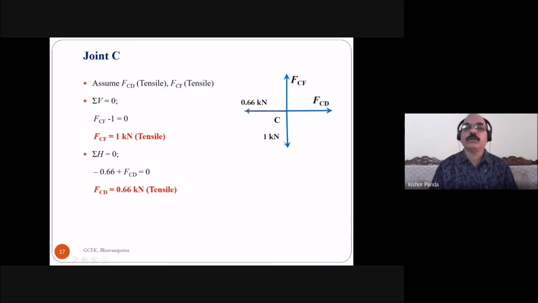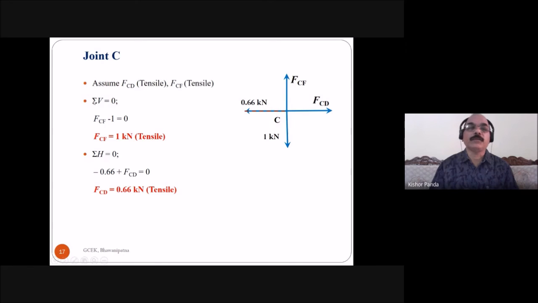This is the unit load here at C, and this is the force you know, 0.66 kilonewton tensile. So here also you have to apply the equilibrium equation and find out the force in the member CD and in the member CF. Here you have to assume the nature of the force in the member CD is tensile and in the member CF is tensile. Assume both the forces are tensile nature.